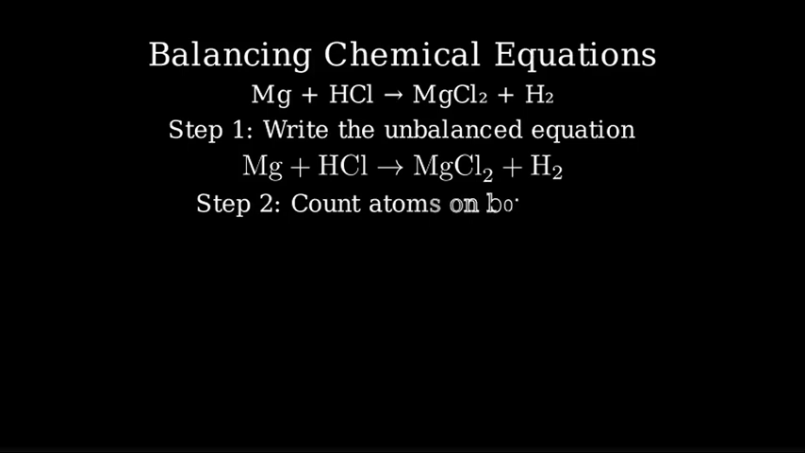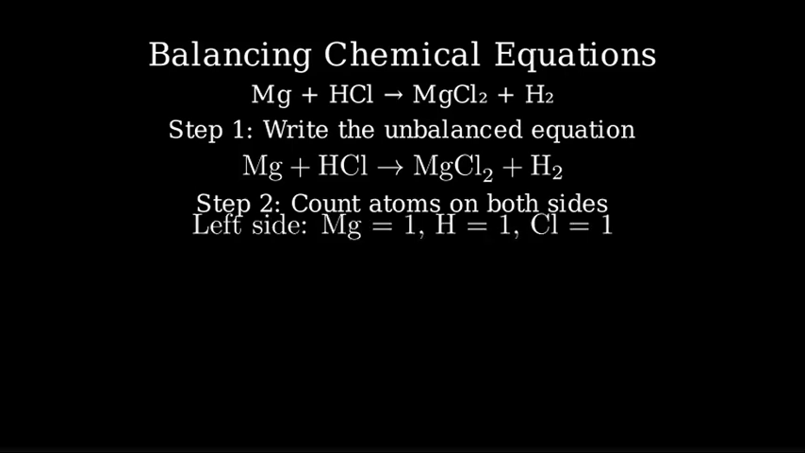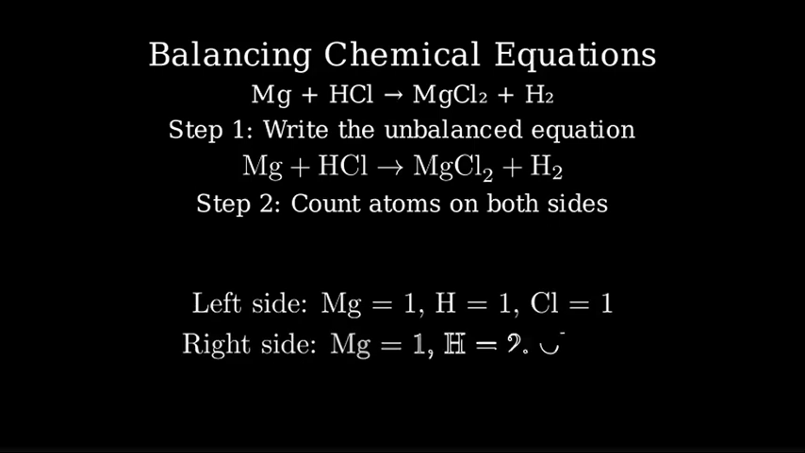Next, we need to count the number of atoms for each element on both sides of the equation. On the left side, we have one magnesium atom, one hydrogen atom, and one chlorine atom. On the right side, we have one magnesium atom, two hydrogen atoms, and two chlorine atoms.